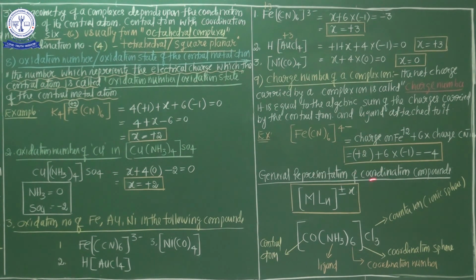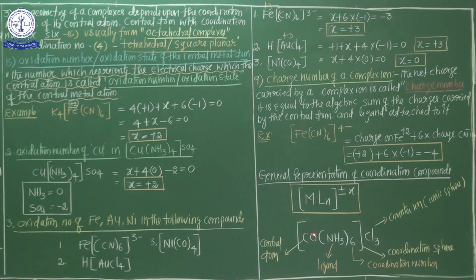Now the general representation of a coordination compound. Generally it is represented like this: [MLn]^(±x). M is the central metal atom, L is the ligand, n is the coordination number, and plus or minus x represents the total net charge, where x is an integer value.